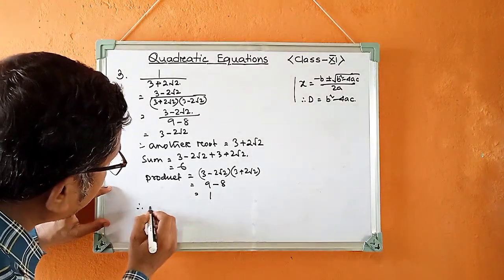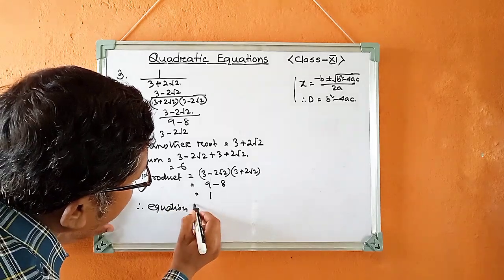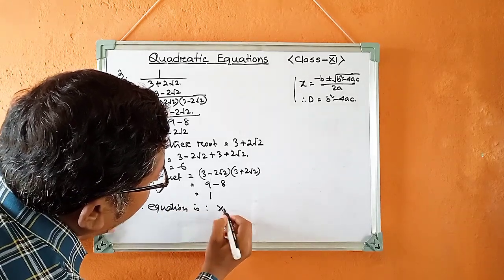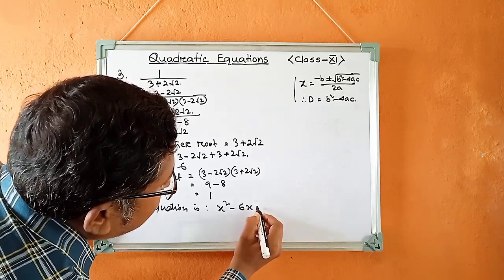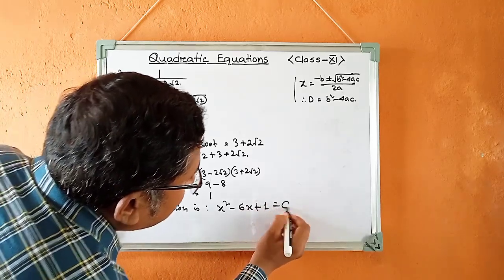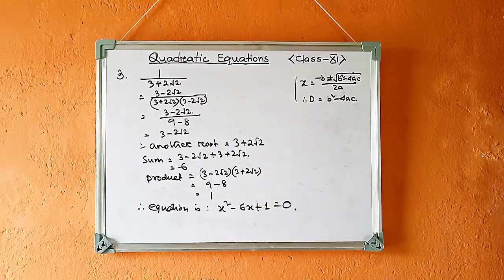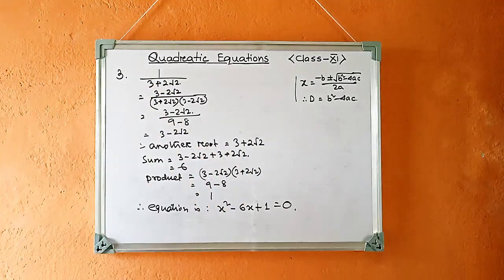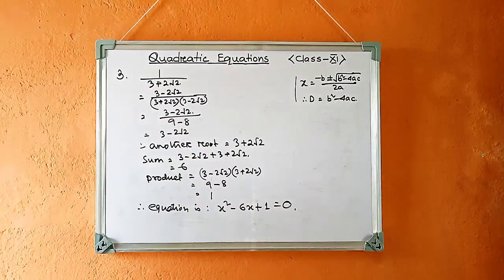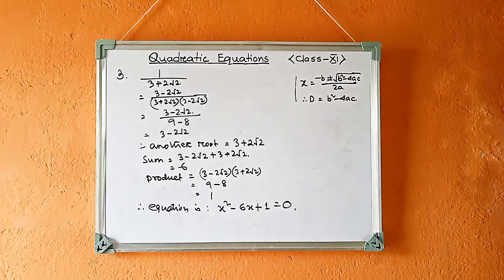So the quadratic equation is, all of you know the formula, x square minus sum of the roots, that is 6, x plus product equal to 0. This is the quadratic equation. So this is another important sum. One root is given, another root is this. First of all find the sum of the roots, then find the product of the roots. After that we get the quadratic equation. This is the required answer. See carefully.